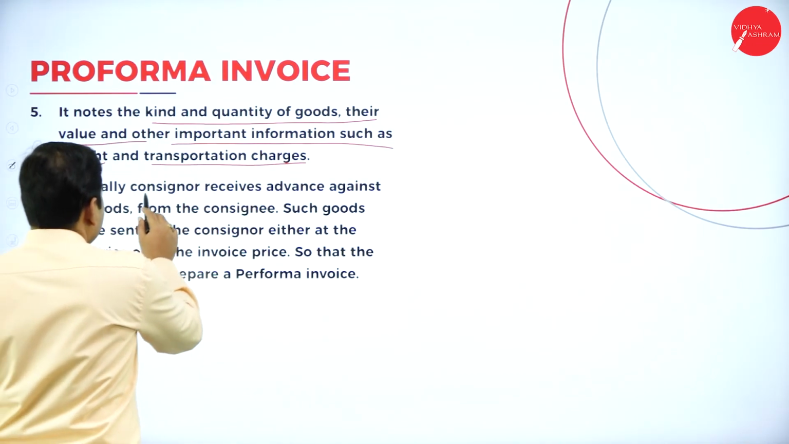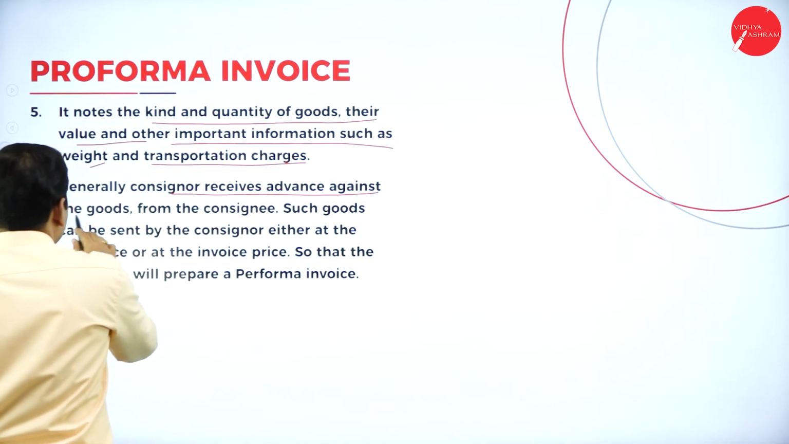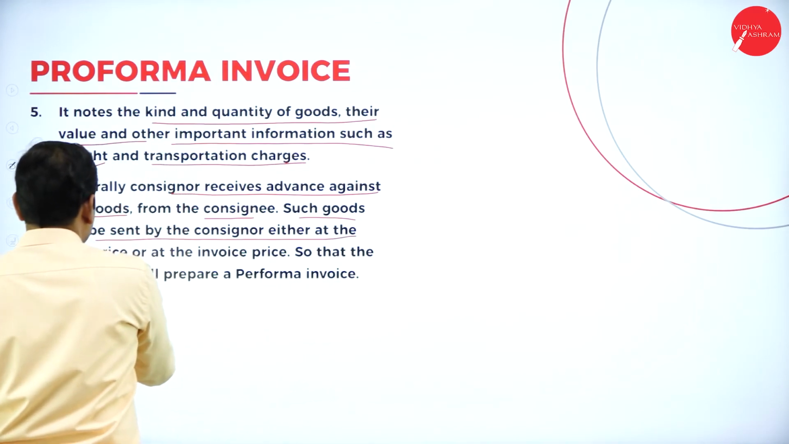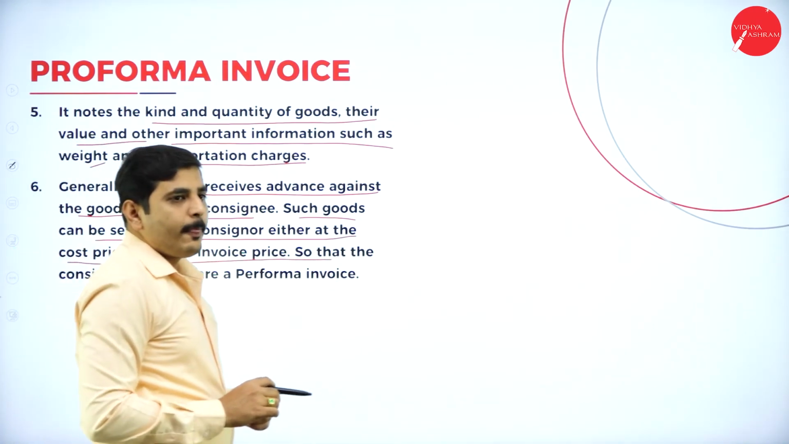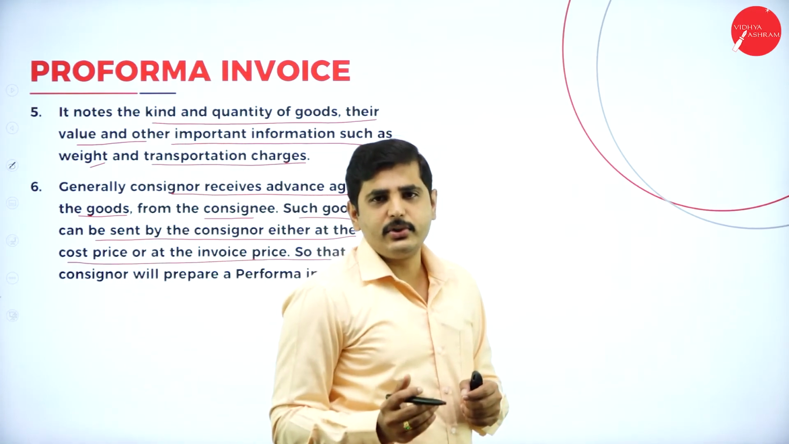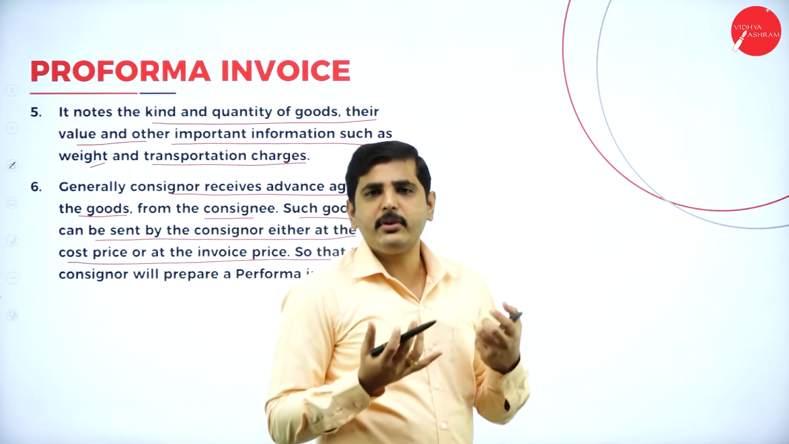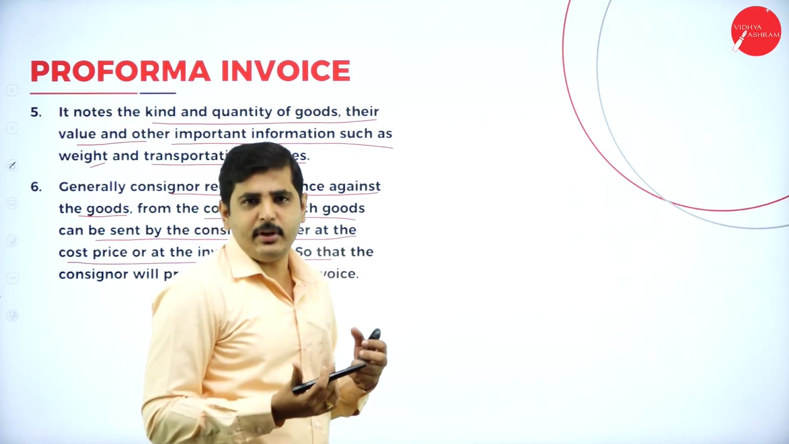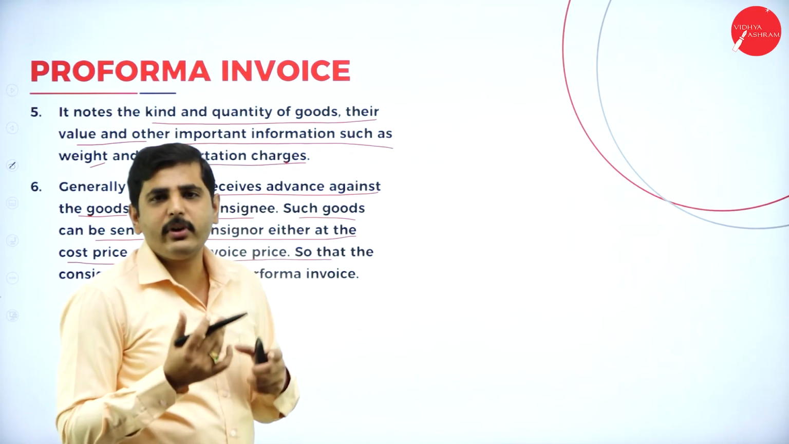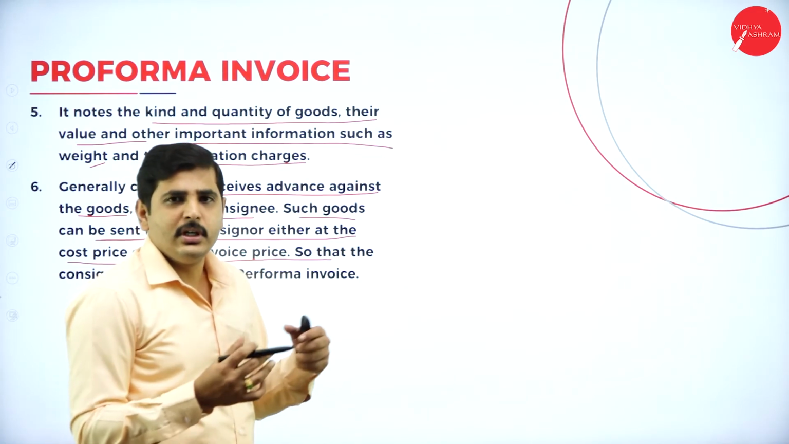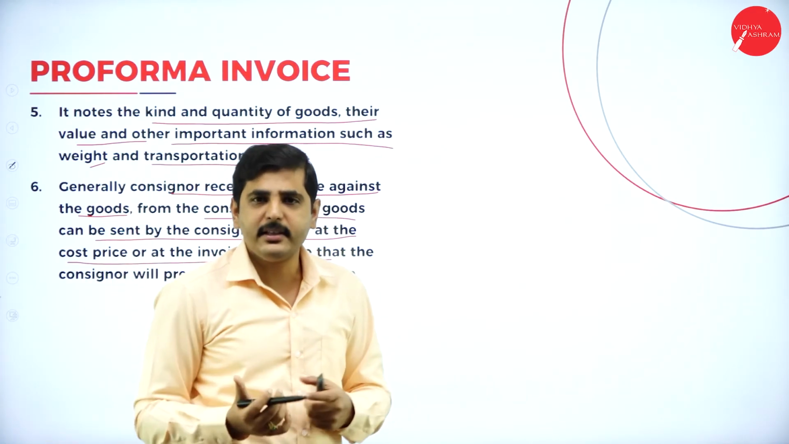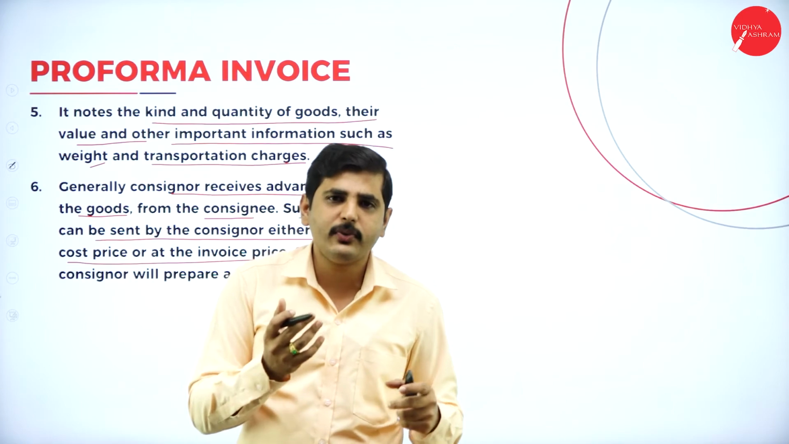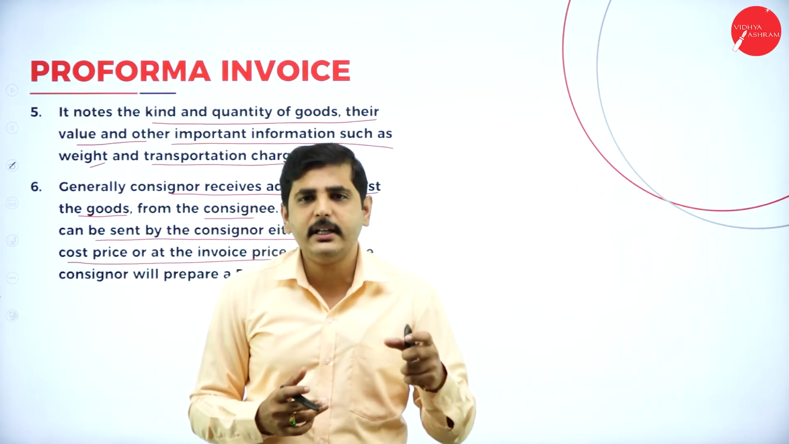Next one, generally the consignor receives an advance against the goods from the consignee. Such goods can be sent by the consignor either at the cost price or at the invoice price. Here, while transferring the goods to the consignee, we need some safety deposits from the consignee because we are sending very valuable goods, worth crores of rupees, to the consignee to sell the products. We ask for a safety deposit because we are sending goods worth crores or lakhs to the consignee.